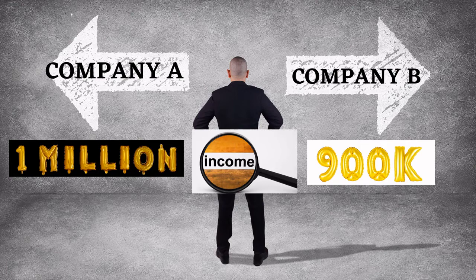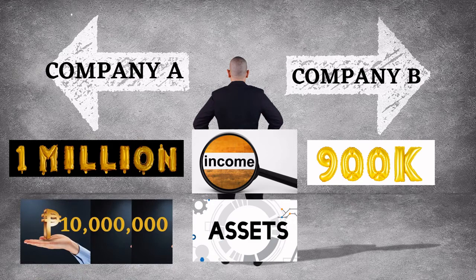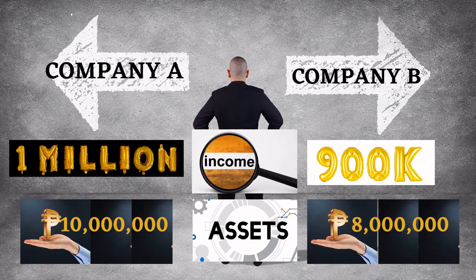When you look at their statement of financial position, you found out that Company A has total assets of 10 million pesos, while Company B has total assets of 8 million pesos. Based on this information, which company will you choose? Will it be Company A because it reported higher assets and net income?